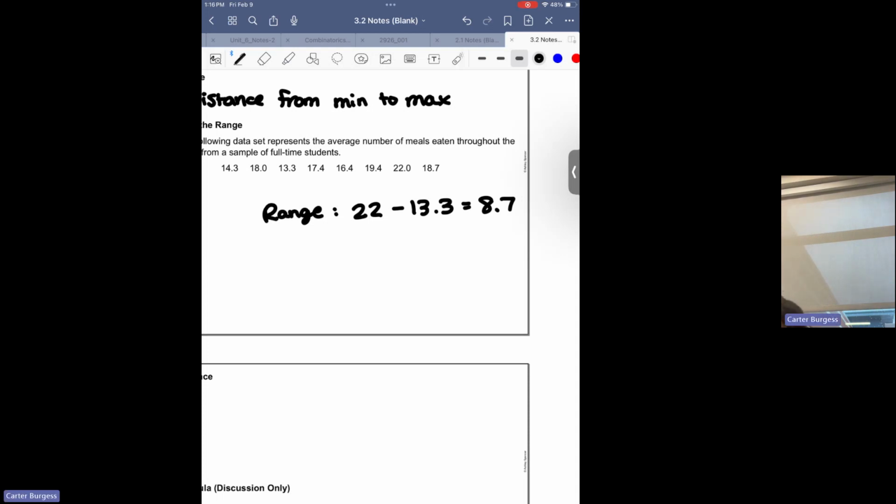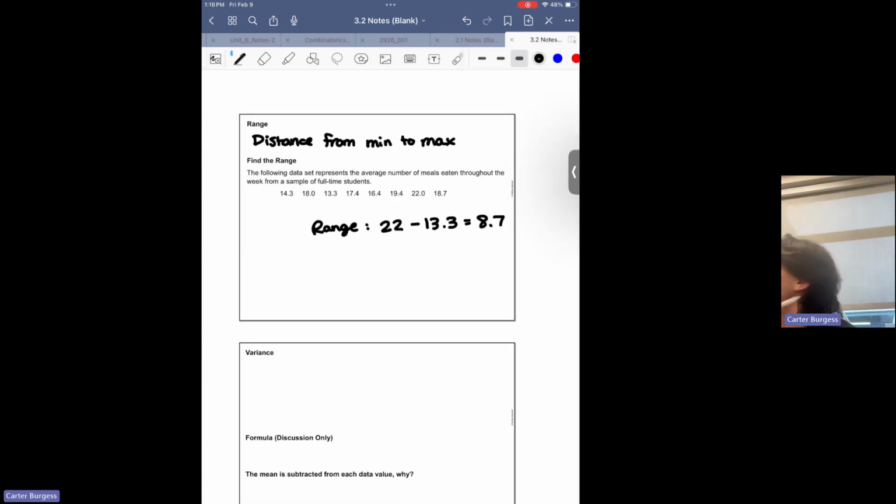Okay, question for you all. Why did we set it up in this way of doing like 22 minus 13.3? I'm guessing this is what most people would default to, but why do we actually have to do this? Yeah, but why couldn't we do 13.3 minus 22? Because flipping it is going to give us a negative number.